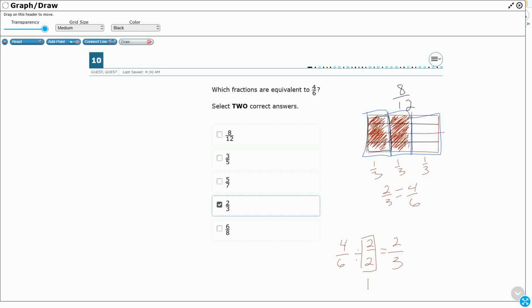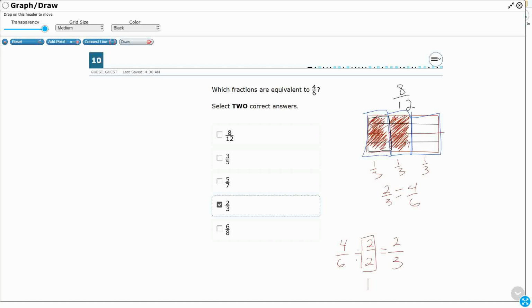So you can make an equivalent fraction if you can cut the pieces into smaller pieces, or you can make them larger pieces, and you're not changing the amount shaded. When you have to add more shading or release the shading or erase the shading, that means you're changing the fraction. All I did was cut those into smaller pieces. Let me show you what I did there.